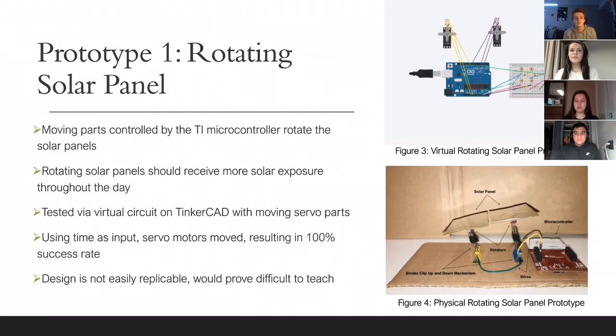Our first prototype was the rotating solar panel, which was biomimicry of a sunflower. Moving parts controlled by the TI microcontroller rotate the solar panels, which would help the solar panels receive more solar exposure throughout the day. We tested this via a virtual circuit on Tinkercad with moving servo parts, as seen in Figure 3. Using time as input, servo motors moved, resulting in a 100% success rate. After creating a physical model, seen in Figure 4, we determined the design is not easily replicable and would prove difficult to teach.